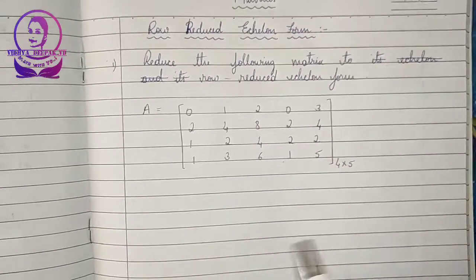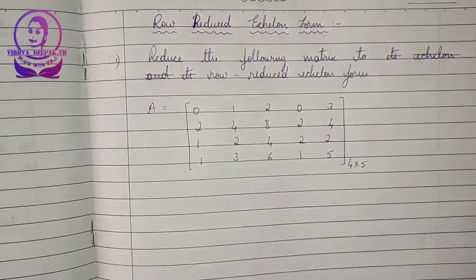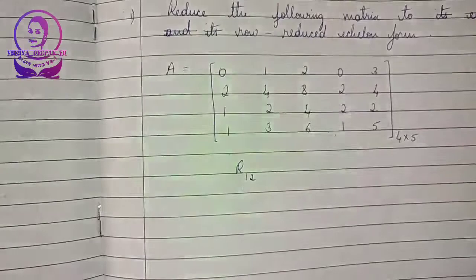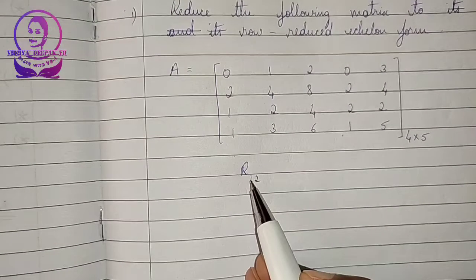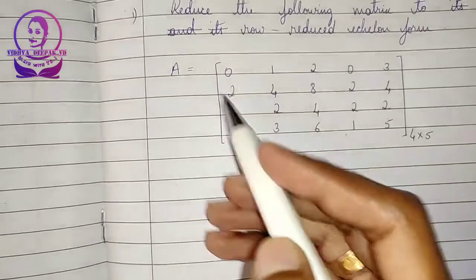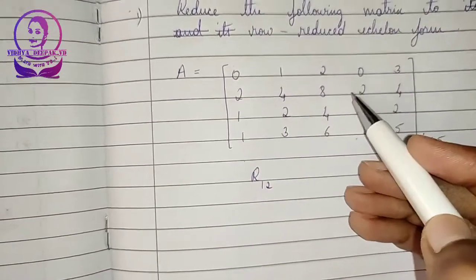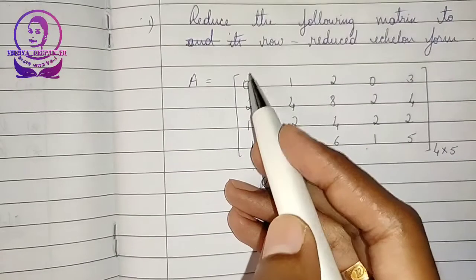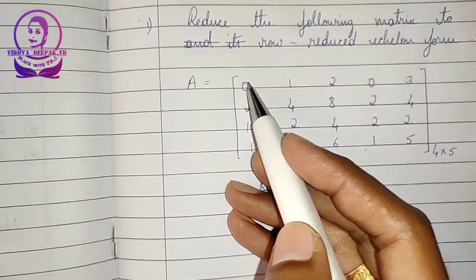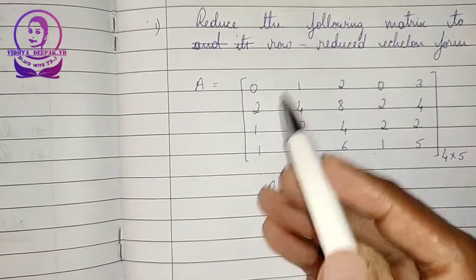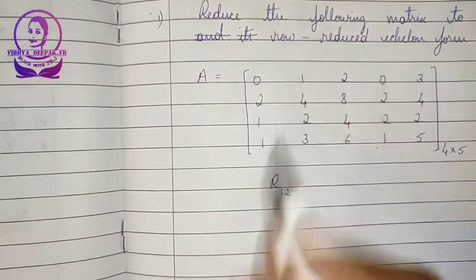So first of all, the first operation I am using here is interchanging the first row to second and second to first. That is, this row I am writing it first and this row I am writing it next. I don't want 0 here in the first row. I want a non-zero element here. That's why I am interchanging this to this one, right?